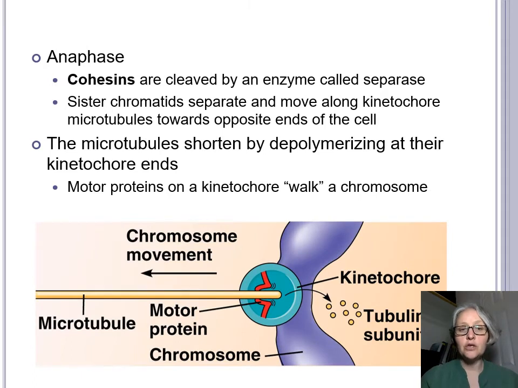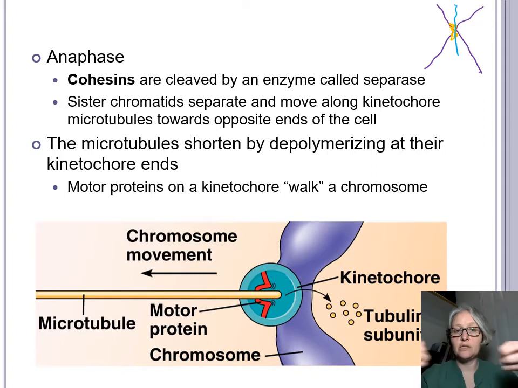At anaphase, the cohesins are cleaved by an enzyme called separase. So if we think back to our duplicated chromosome, right, here's our duplicated chromosome. And then we had that molecule in between them called cohesin that was holding them together. What happens in anaphase is that there's an enzyme called separase that comes and cuts the molecule in half, which allows those sister chromatids to separate. The sister chromatids then separate and move along the kinetochore microtubule towards opposite ends of the cell.